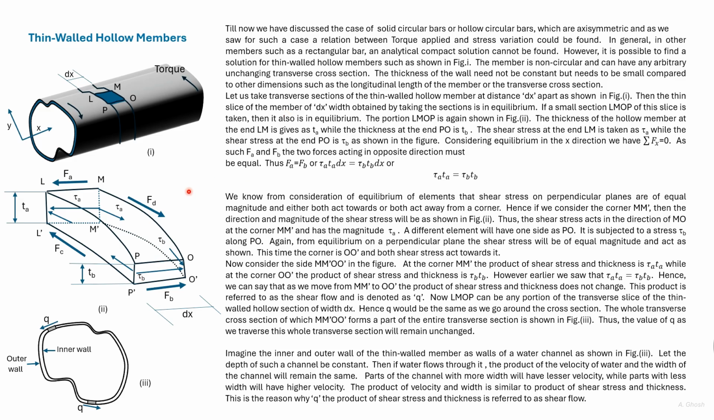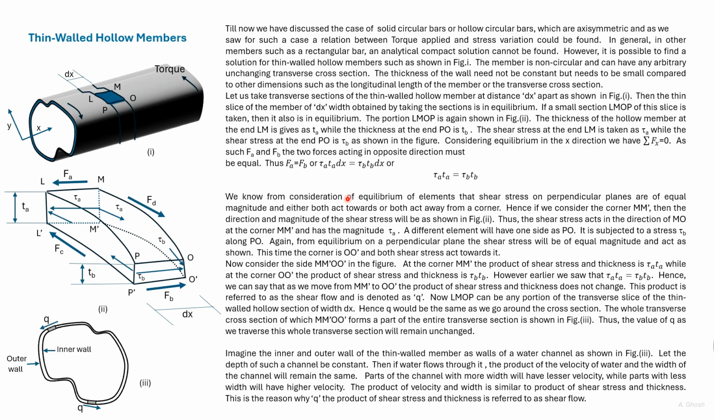Now from equilibrium, summation Fx is equal to 0. So FA and FB have to be equal to each other, which means tau A tA into dx, that is the force FA, has to be equal to tau B tB into dx. This means that tau A into tA has to be equal to tau B into tB.